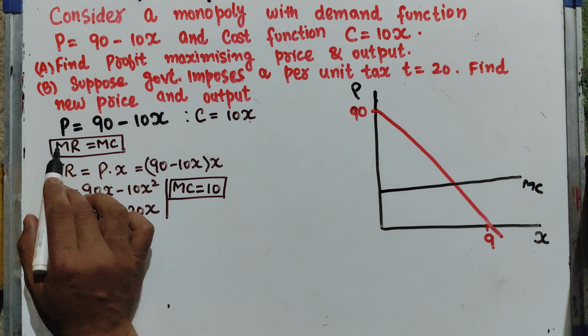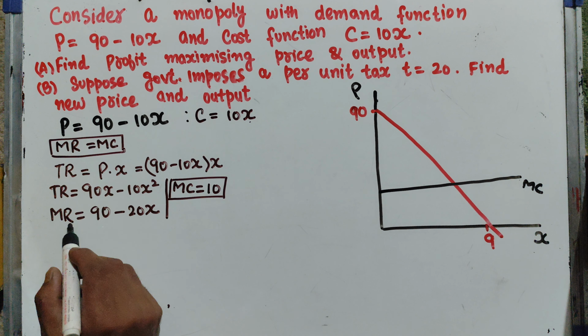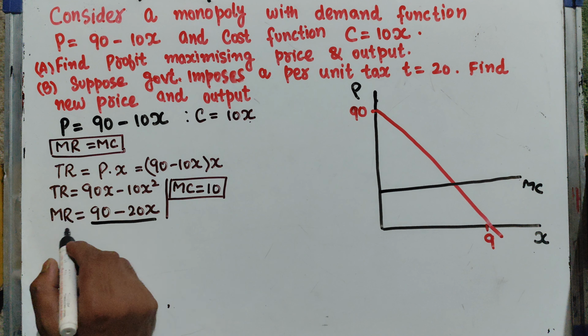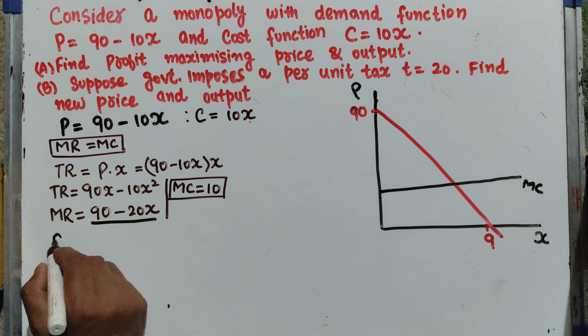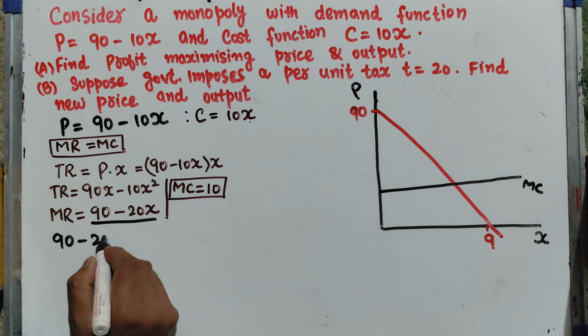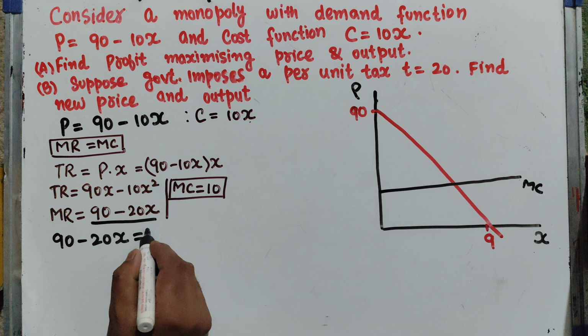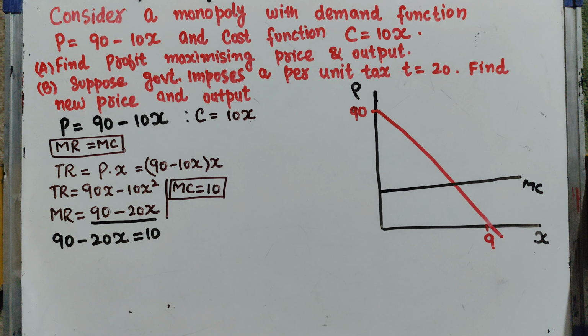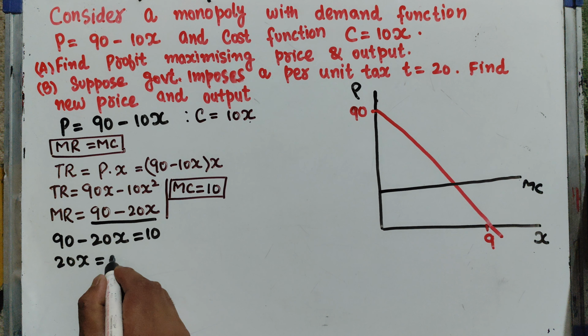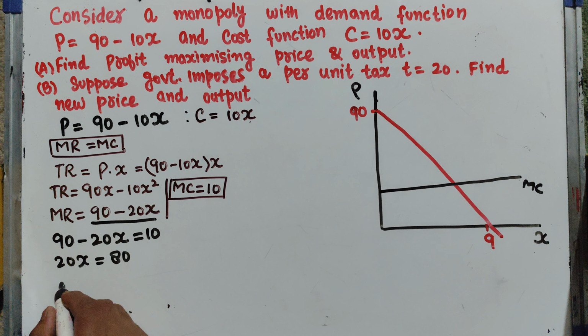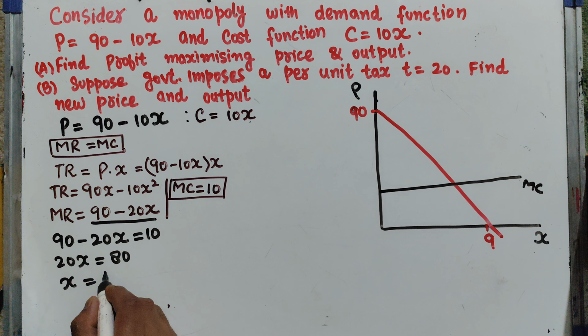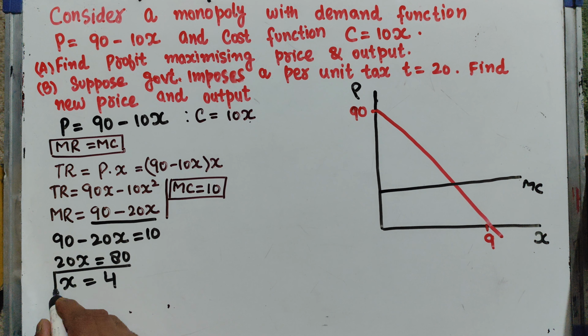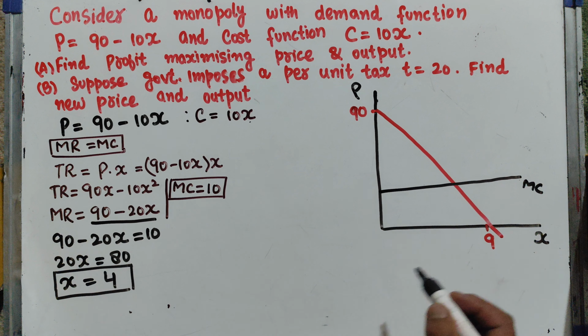For profit maximization, we equate marginal revenue with marginal cost. This is our marginal revenue, this is our marginal cost. That means 90 minus 20x should be equal to 10. Solving further, so 20x is equal to 80. Dividing both sides by 20, x will be equal to 4. So profit maximizing level of output initially will be equal to 4.